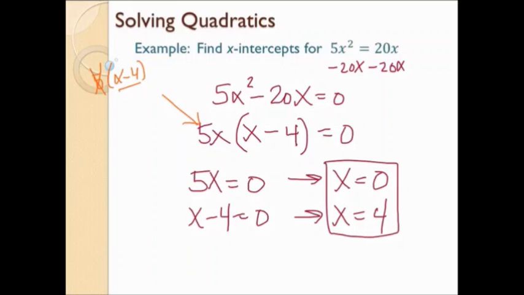If you plug them back in up top, they're going to work. 5 times 0 squared is 0. 20 times 0 is 0. 0 equals 0. That works. Take a 4. 4 squared is 16. 16 times 5 is 80. 4 times 20 is 80. I got 80 on both sides. That works. So there's my two solutions.